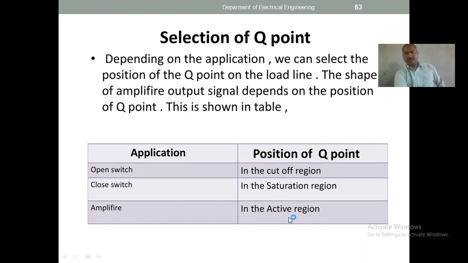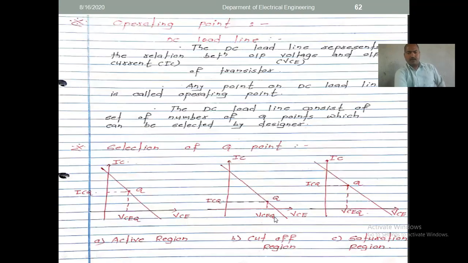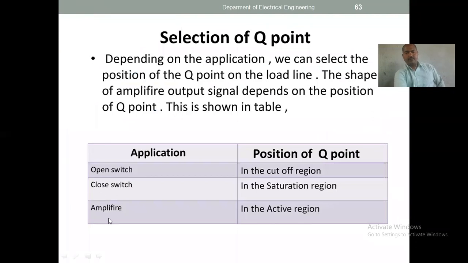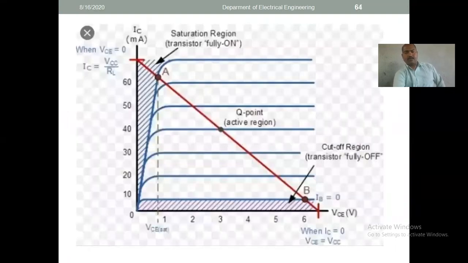When the position of the Q point is at the center of the load line, it should act as the active region, and its application is as an amplifier, right? This is the thing with respect to the operation of the particular configuration. See, this is actually the load line.